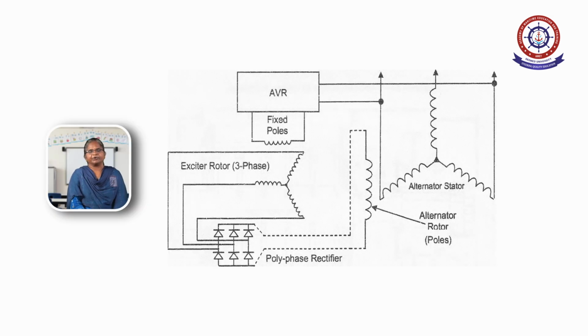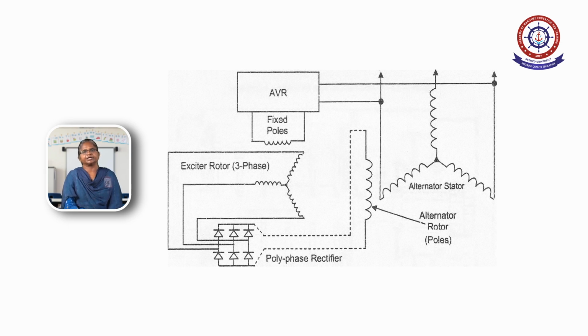This is a circuit diagram for a brushless alternator. The circuit diagram mainly consists of the main alternator and one more alternator. Actually, the brushless alternator has a small alternator kept inside the actual big alternator. The alternator, as we know very well, produces the AC supply.